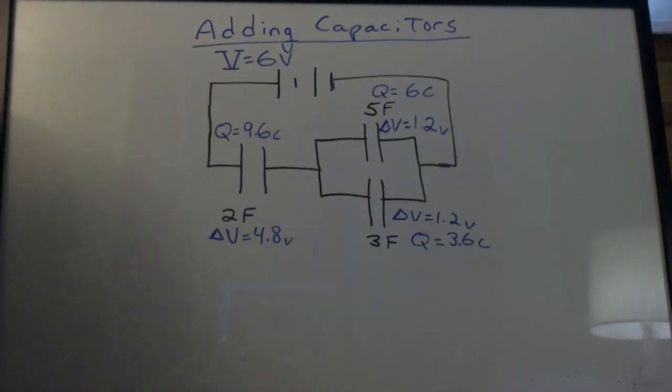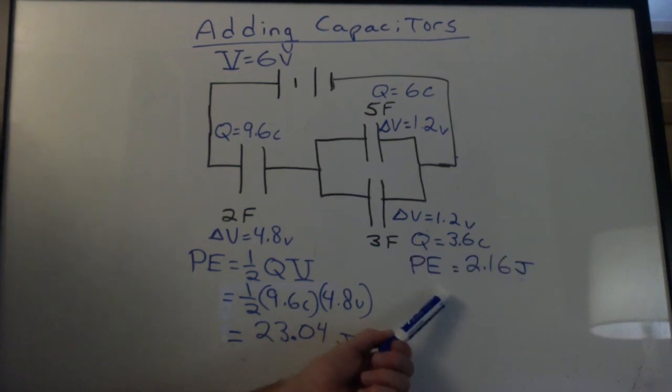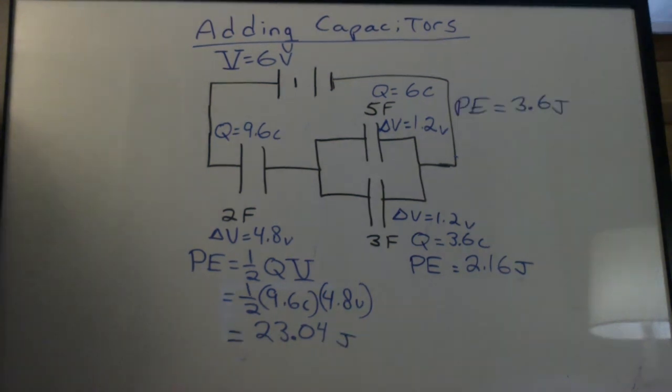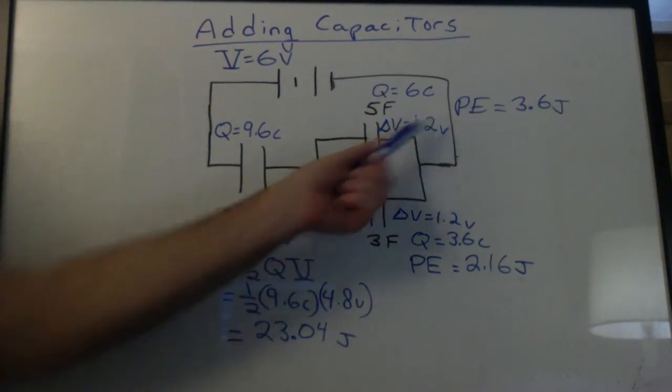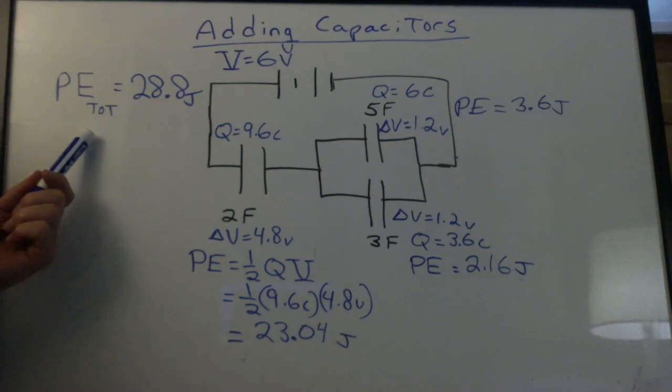Using all of these numbers, let's calculate the potential energy. The formula we learned earlier was 1/2 QV. And that gives us 23.04 joules. Doing the same thing gives us 2.16 joules for this capacitor and 3.6 joules for this capacitor. So what's the total energy of all these capacitors? We get a total potential energy of 28.8 joules.